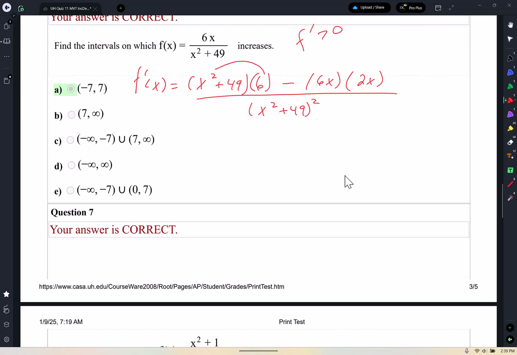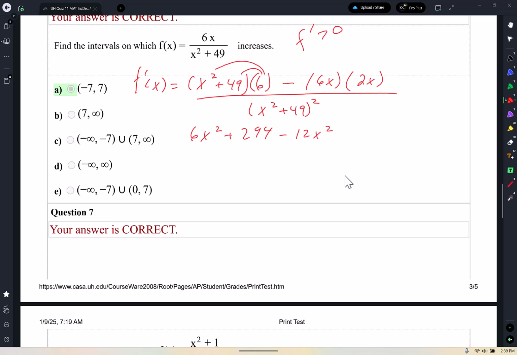I'm going to distribute that 6 like this. So let's see. 6x squared plus, if I have 6 quarters, that's $1.50, but I don't have 50. Oh no. What is 6 times 49? 294. Man, I was way off. I have to double it because a quarter is not 49 cents. Sorry, I was trying to do something else. 294 minus 12x squared. Just focus on the numerator.